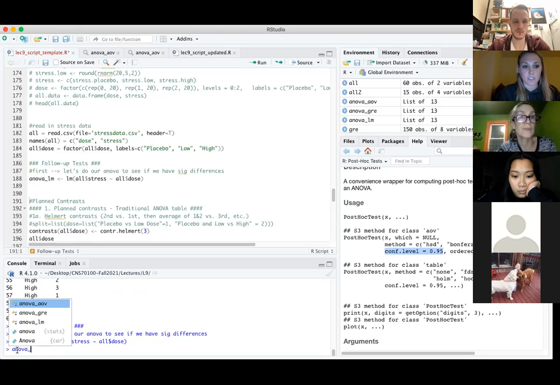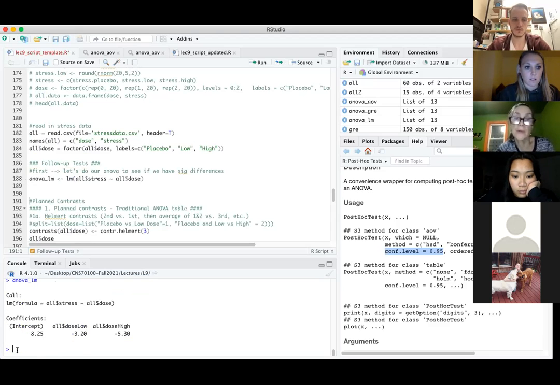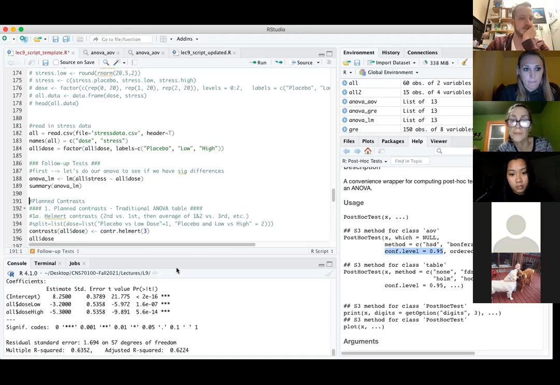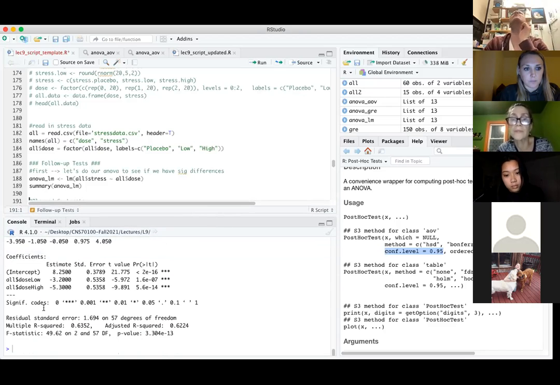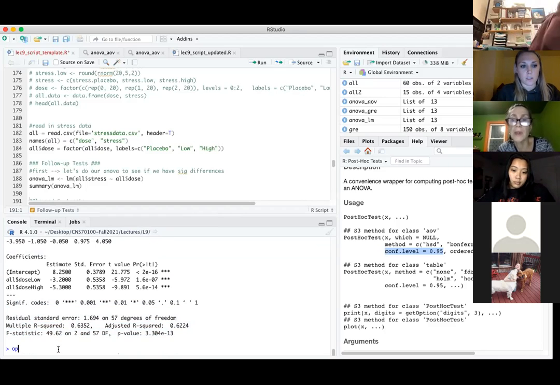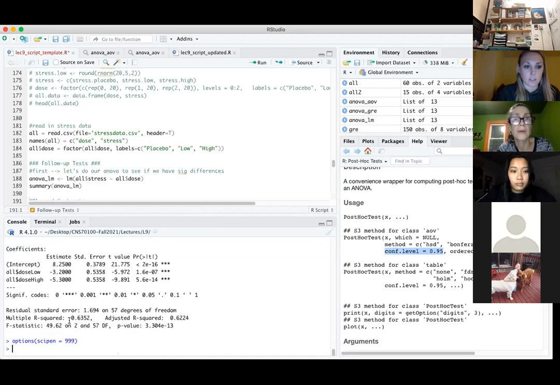So if I just type this down in the console, what you'll see is just this. So that we need the summary statement around that in order to actually get out a table of some sort. So now here you can see, this gives us the regression-based summary statement. I'm actually going to do this options scipen, so everything's not in scientific notation anymore.